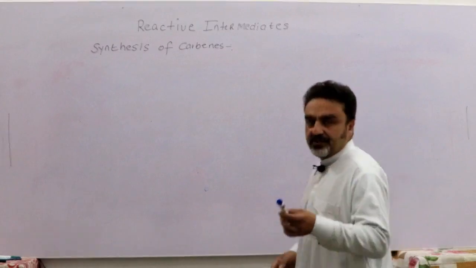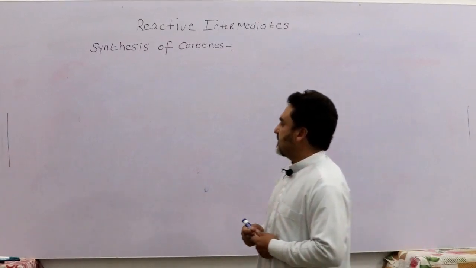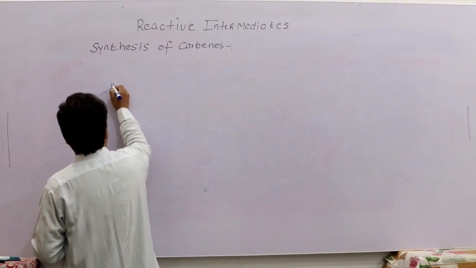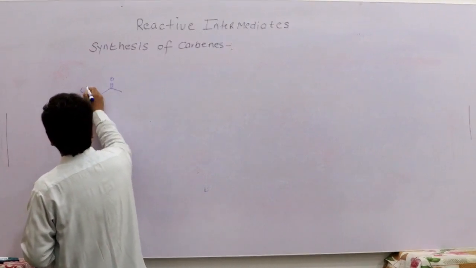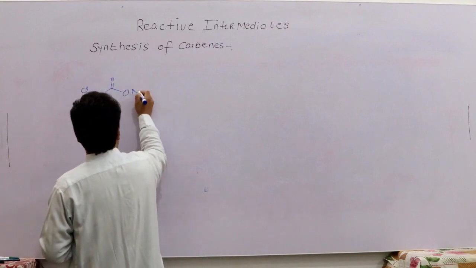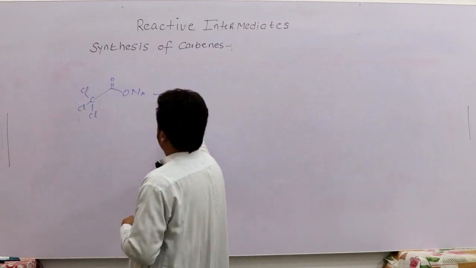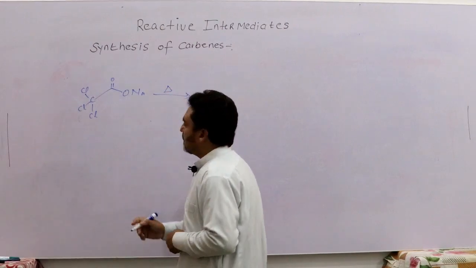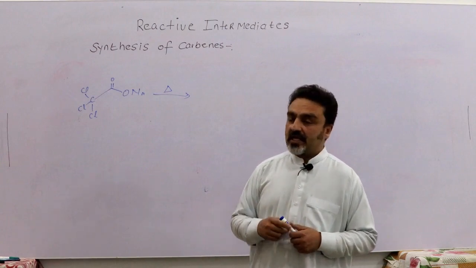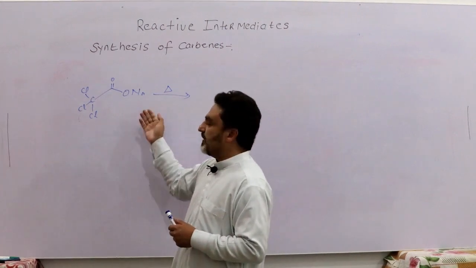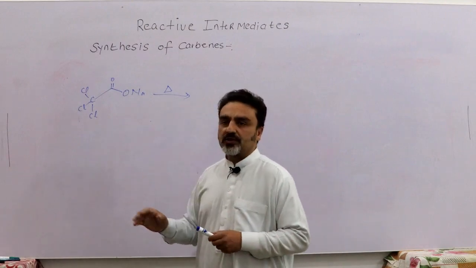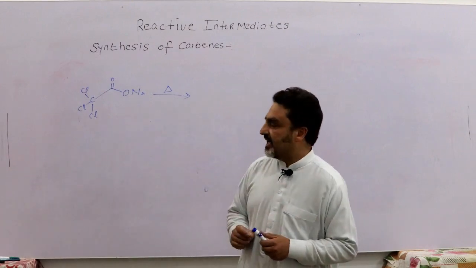There is another method also which can be used. Suppose a sodium salt of a carboxylic acid is used, now a mild heat can produce a carbene or halocarbene from this, and this is very easy. This is a very good reaction because a strong base is not used. Only a mild heat can do this reaction.